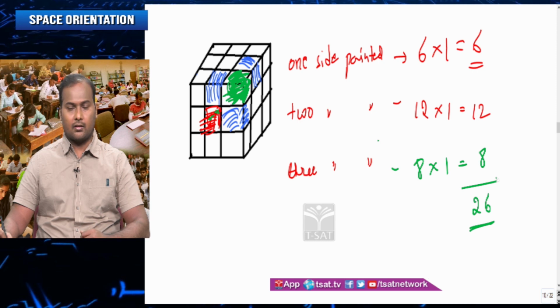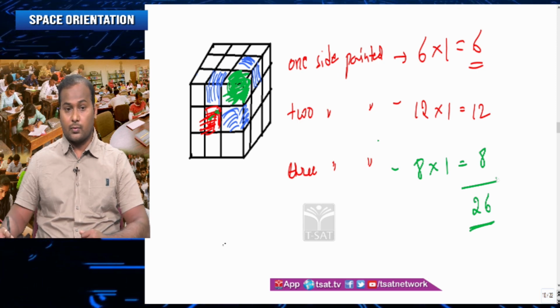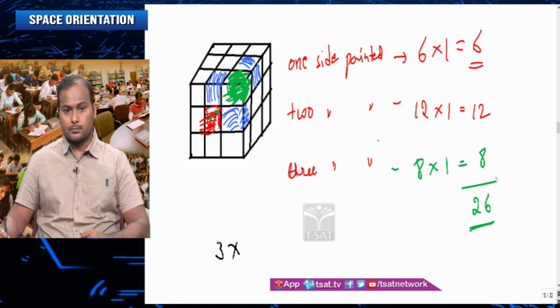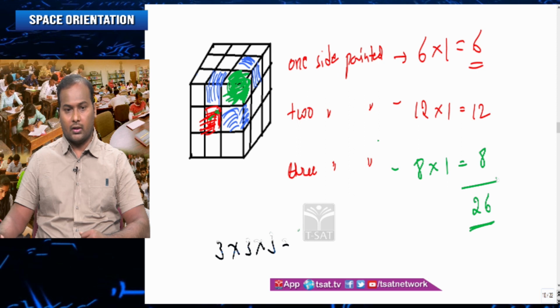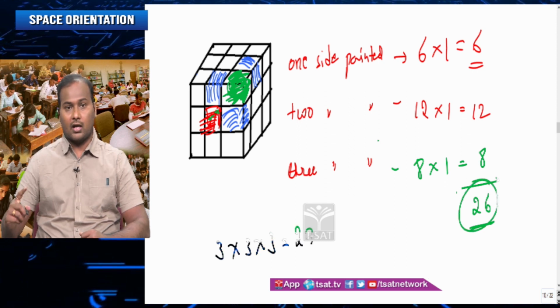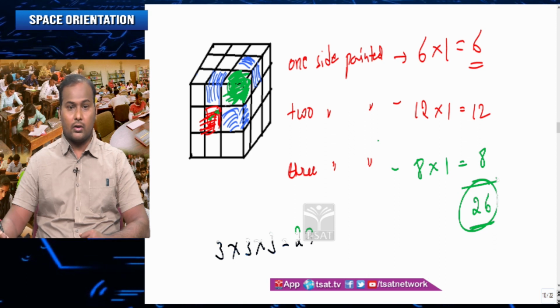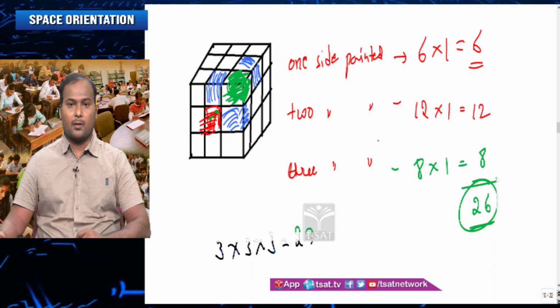But we already discussed that a cube of 3 centimeter side is taken and cut into 1 centimeter size. How many small cubes are possible? That is, length is 3, breadth is 3, and height is 3. 3 into 3 into 3 is 27. But you got only 26 here as the answer. And what is the remaining cube? That cube is present in the center, which is not painted at all.